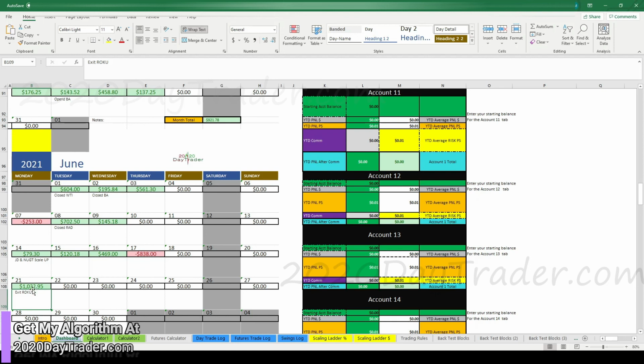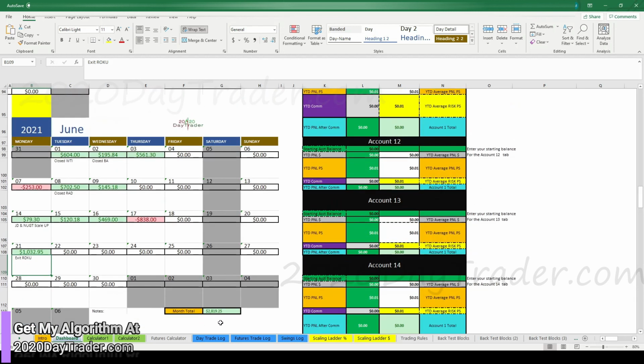And that is we had that Roku swing trade finish today, right? So we ended up with $1,032 today. That's pretty nice. So that erased that loss right there and put us green. So in the month, we're still up $2,800 for June. And we got a week and a half left.